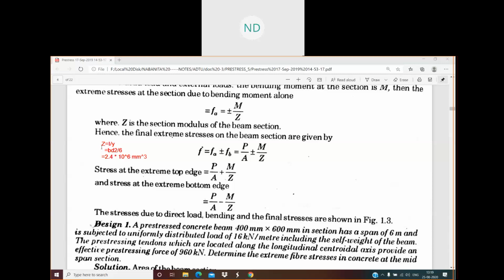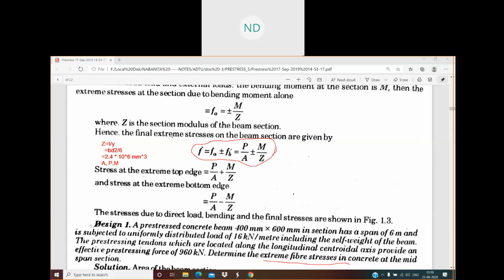Now once we know our Z, we know our area, we know our pre-stressing force, we know our moment. So now we know all the values, so we can easily calculate the total stresses. We are asked to find out the extreme fiber stresses in concrete at the midspan section. So our extreme stresses are how much?